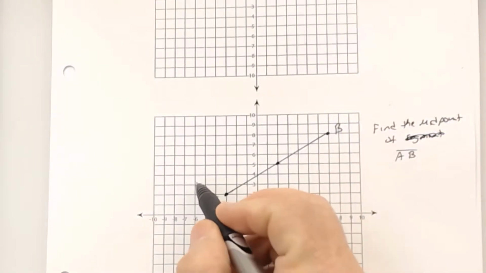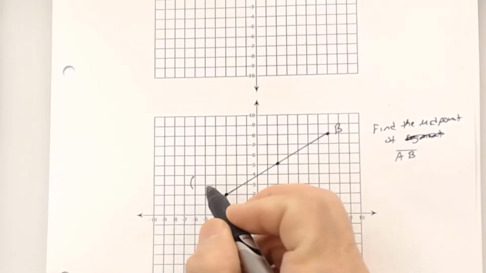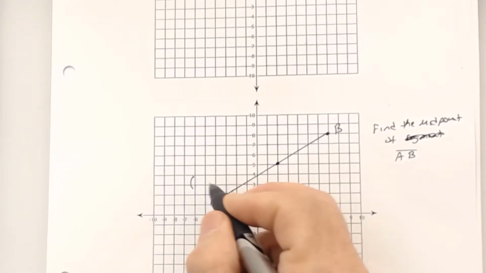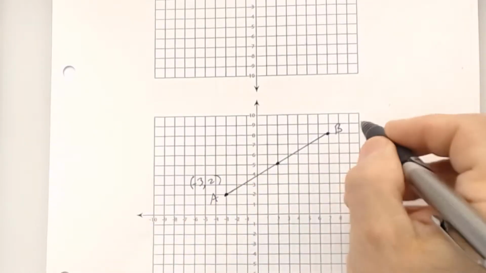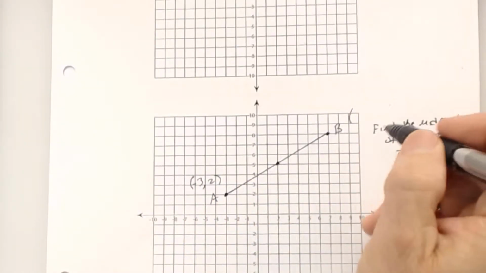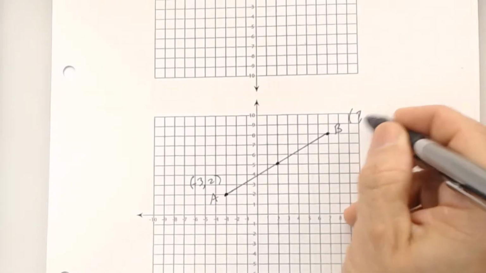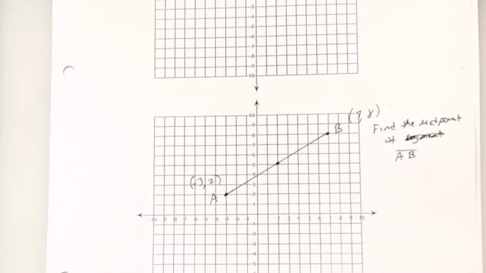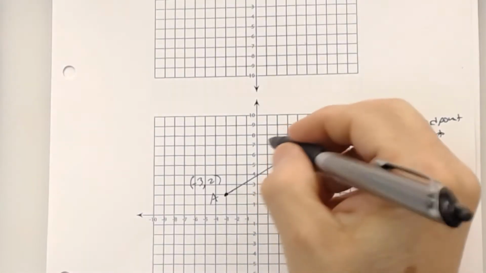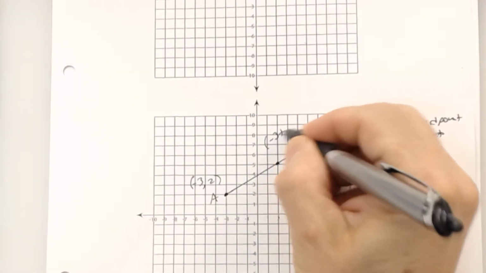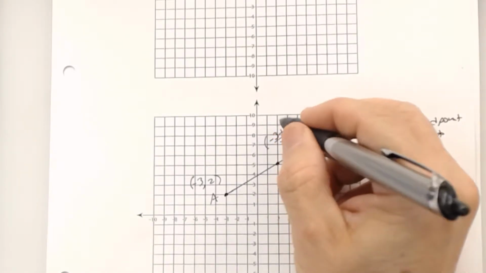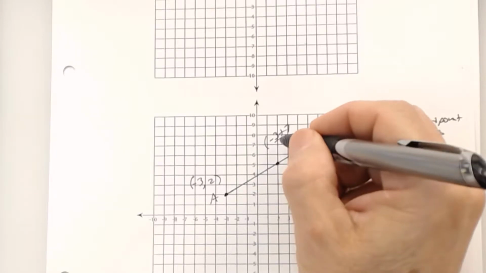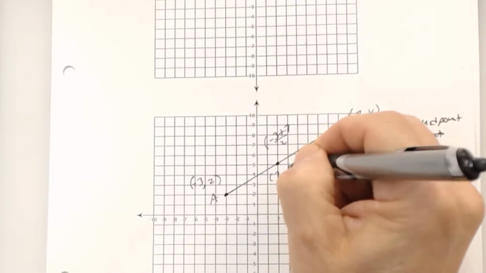So if I look at the endpoints, what are the coordinates of A, I should say? Negative 3, 2, is that right? Yes, sir. What are the coordinates of B? 7, 8? So let's use that same idea. What happens if I add the x coordinates and divide by 2? That's negative 3 plus 7 divided by 2. And what's negative 3 plus 7? 4. And what's 4 divided by 2? 2. Because we said that was 2, 5, right?